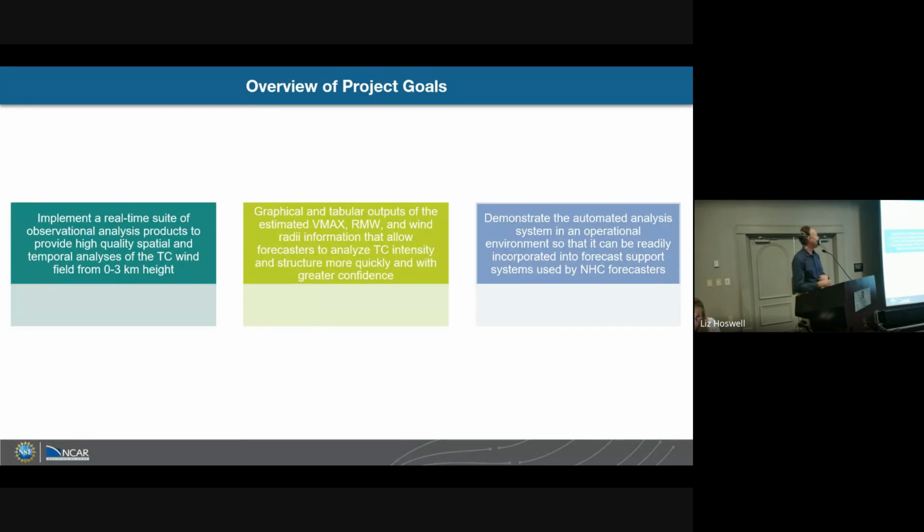But the point is to make high quality spatial and temporal analyses of the TC wind field. And what we want to provide to the forecasters is graphical and tabular outputs for intensity, RMW, wind radii, and put this in a format that's really easy for them to grasp, and they don't have to wade through all the different vagaries of dealing with the observations that are often conflicting and sometimes hard to wrangle, because we know the forecasters are very busy, they're in a time-limited environment. So the point of the project is to implement and automate all this so that I can help the forecasters.